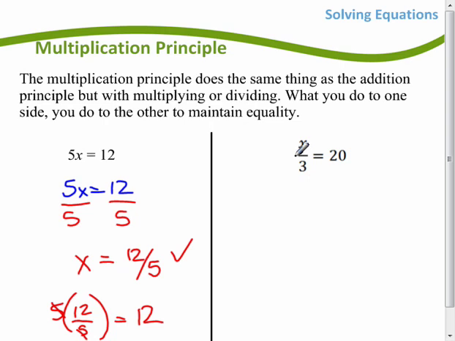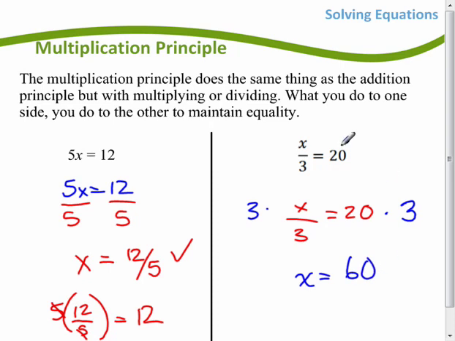So in order to get rid of the divide by 3, I'm going to take and multiply both sides by 3. So instead of dividing by 3, I'm going to take and multiply this side by 3. And if I do that, I need to multiply the other side by 3. 3 divided by 3 is 1, so I'm left with an x. 20 times 3 is 60. Again, I can check. 60 divided by 3 is 20, so my answer checks out.